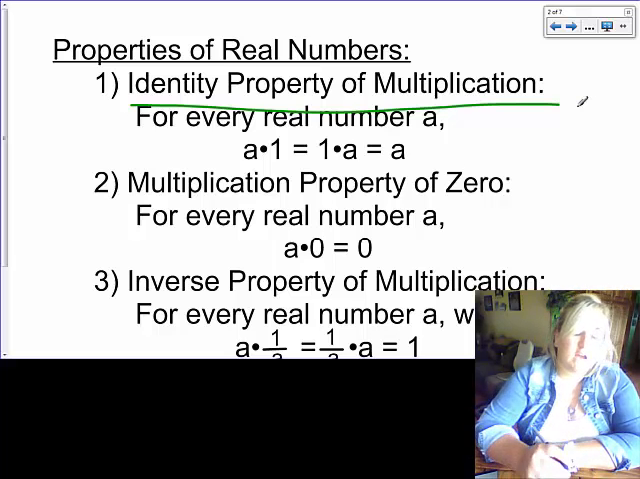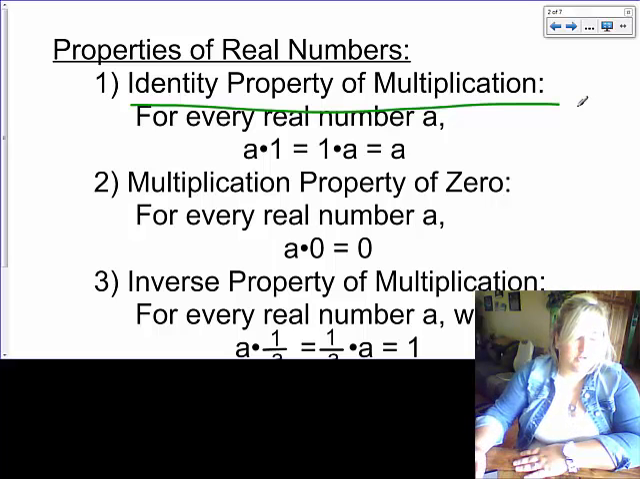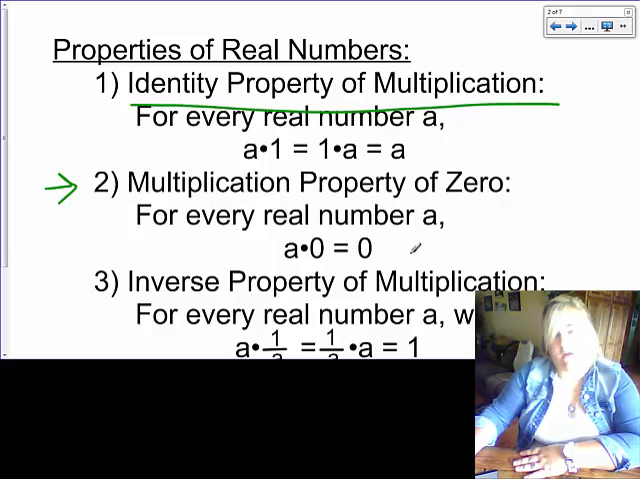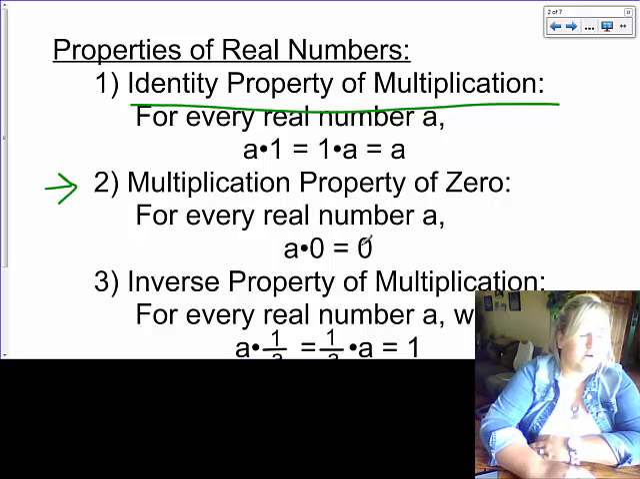anything. Multiplication property of 0, that's number 2. And that is for every real number a, a times 0 is 0. And we know that whenever we multiply anything times 0, our answer is always 0.